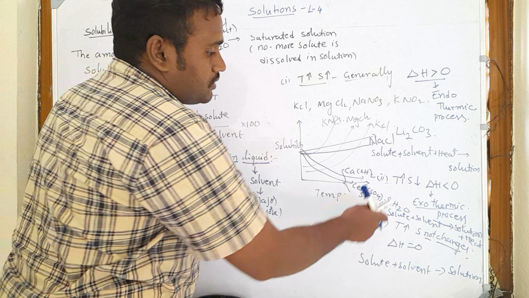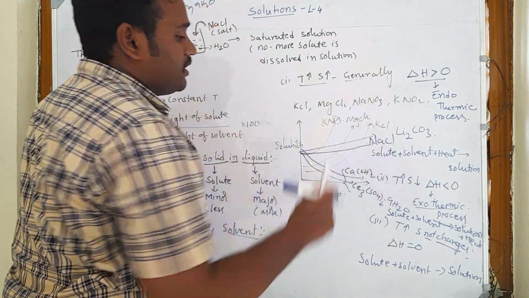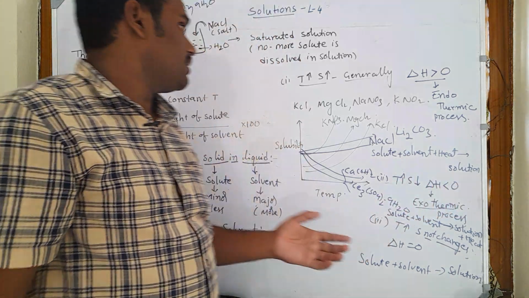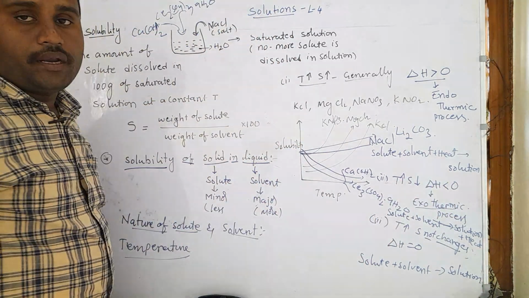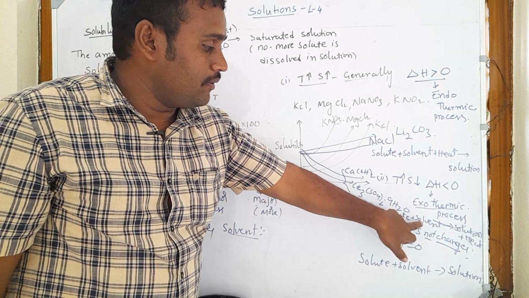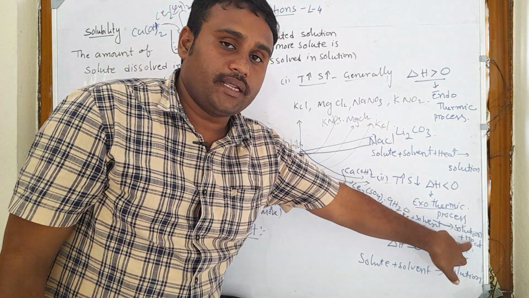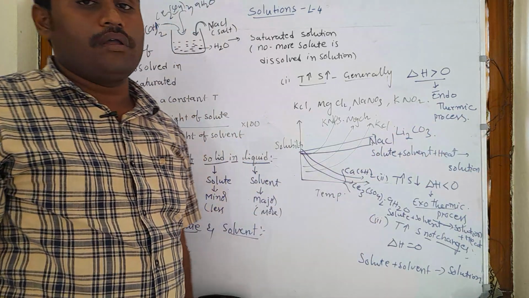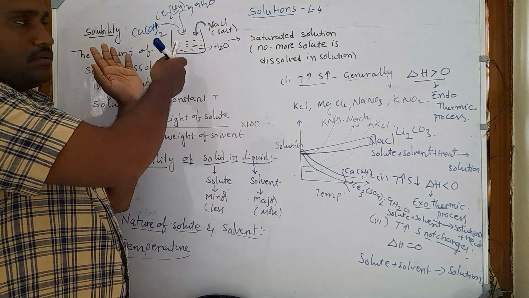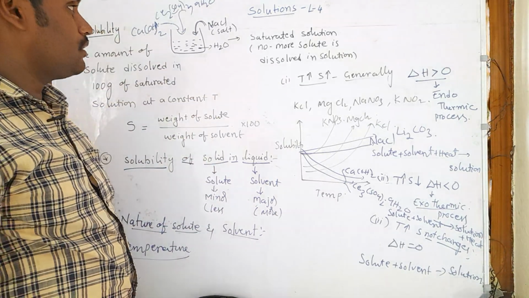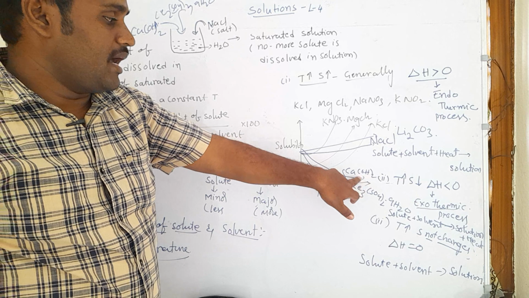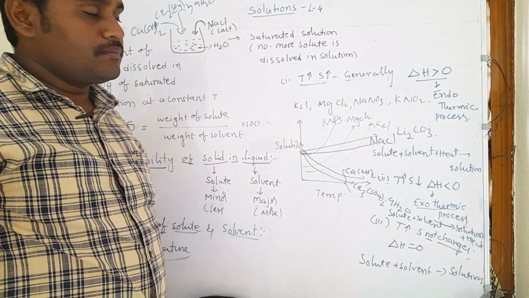Next, in the second case, temperature increases and solubility decreases. In that case, delta H is less than 0, which means the system only gives energy out. Solute plus solvent gives rise to solution plus heat energy. If you supply heat energy from an external source, the solubility decreases. What are the examples here? Calcium hydroxide and cerium sulfate.